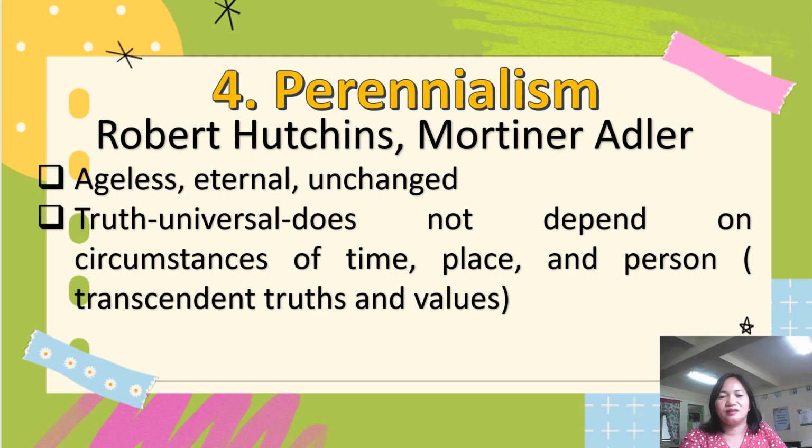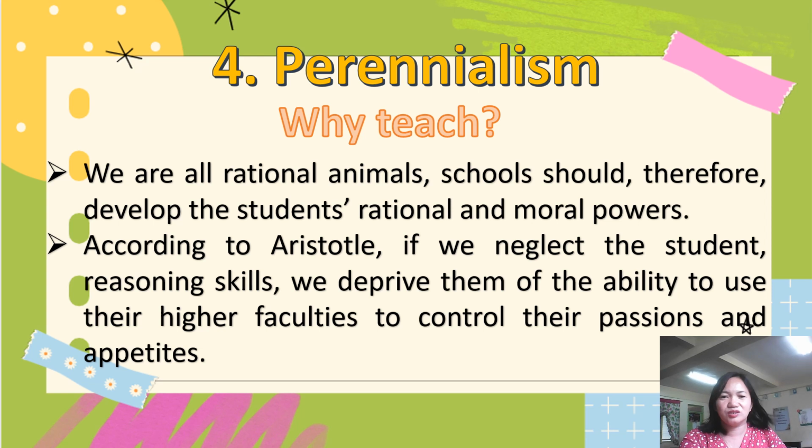Number 4, perennialism, ageless, eternal, unchanged. Truth universal, does not depend on circumstances of time, place, and person. Transcendent truth and values. Why teach? Under this philosophy, we are all rational animals. School should therefore develop a student rational and moral powers. According to Aristotle, if we neglect the student reasoning skills, we deprive from the ability to use their higher faculties to control their passion and appetite.